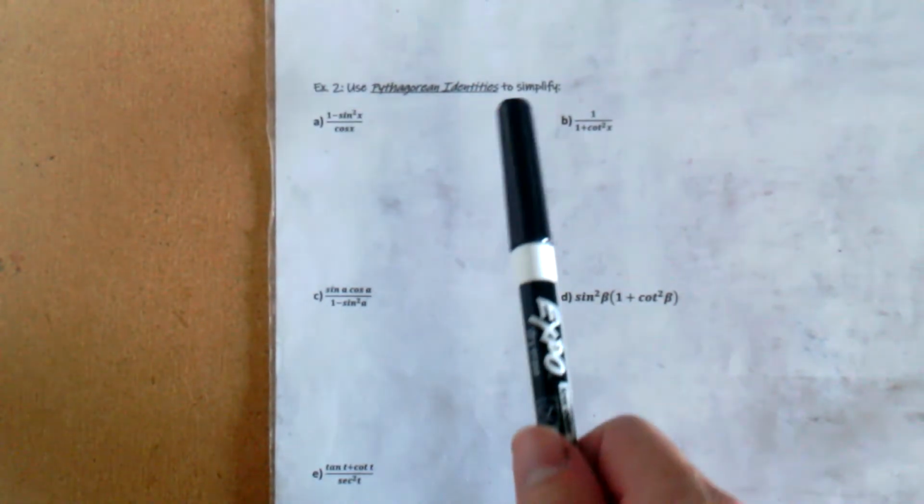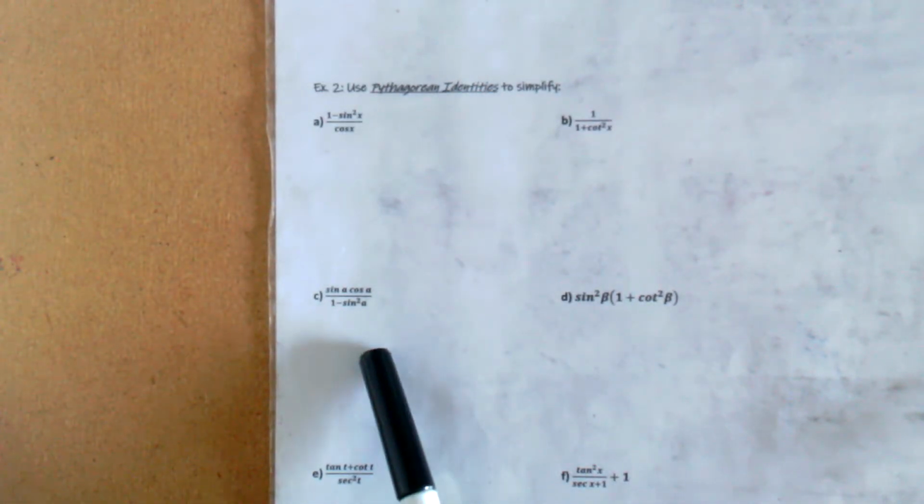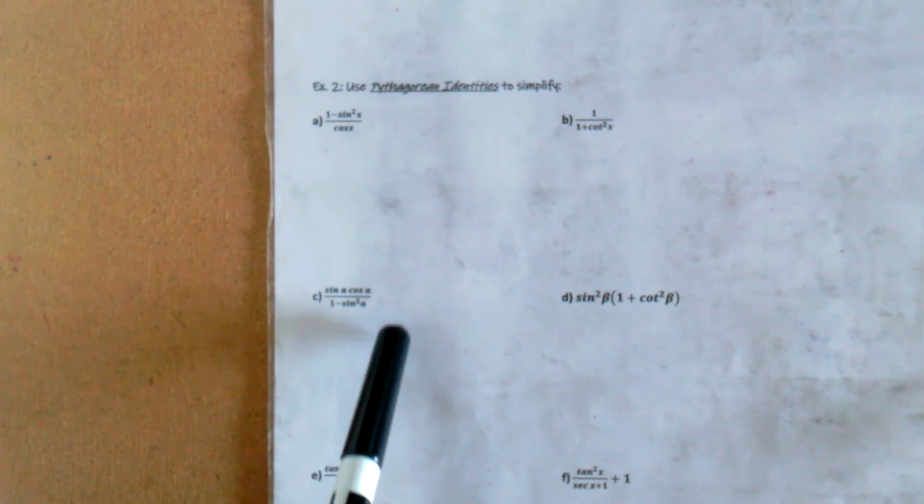In this video, we're going to look at problem C on page 52. It's asking us to use our Pythagorean identities to simplify sine times cosine divided by 1 minus sine squared. Remember that when it's asking us to simplify, it's just asking us to get as few terms as possible, and we probably don't have any fractions.